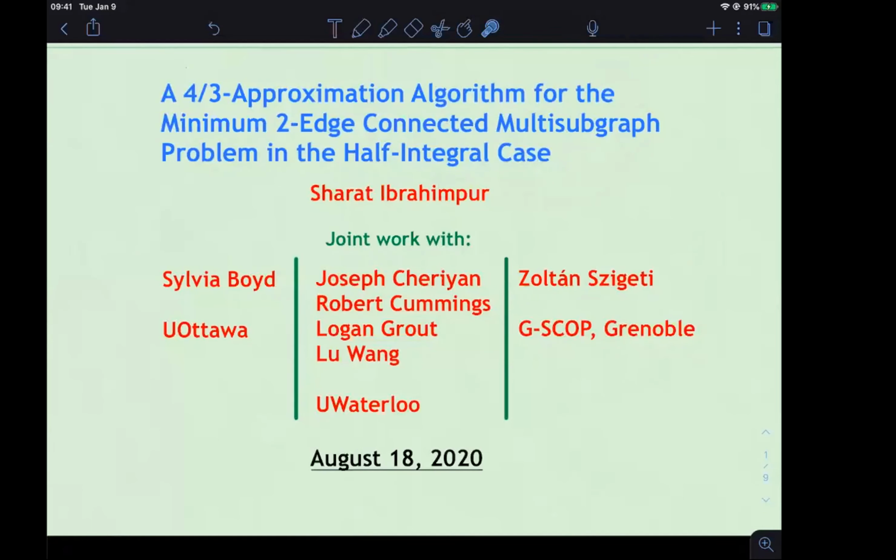Today, I'll be presenting our result on a 4/3 approximation algorithm for the 2-edge connected subgraph problem in the half-integral case. This is joint work with Sylvia Boyd from U Ottawa, Joseph Cherian, Robert Cummings, Logan Kraut, and Lou Wong from U Waterloo, and Zoltan Sigeti from Grenoble.